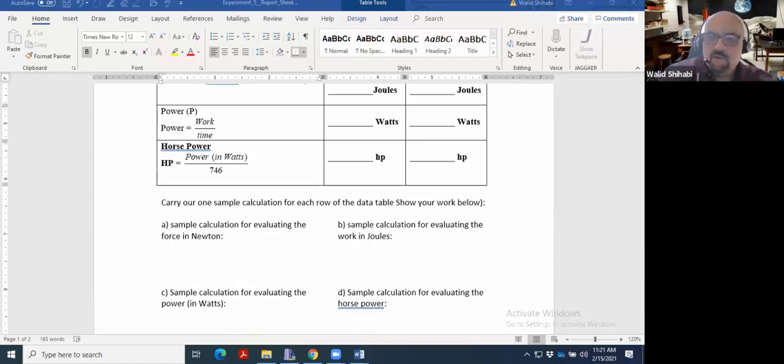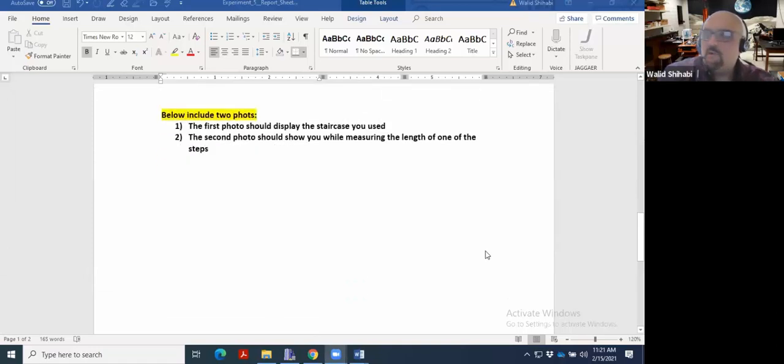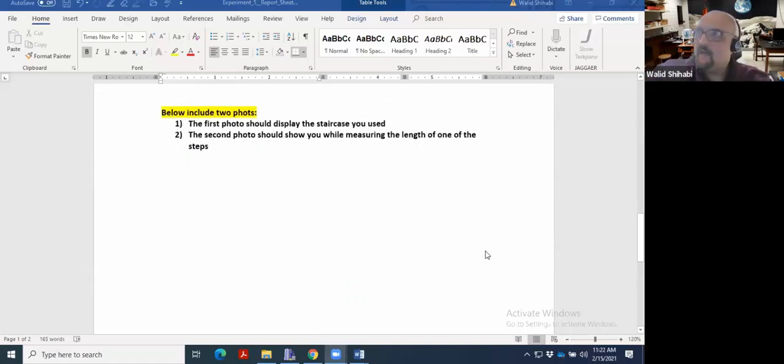The other thing I want you to include in your report sheet is photos. This will enable you to assess the height of the staircase. So you need 2 photos. The first photo should display the staircase. So basically what you can do is take a selfie where it shows the staircase behind you.